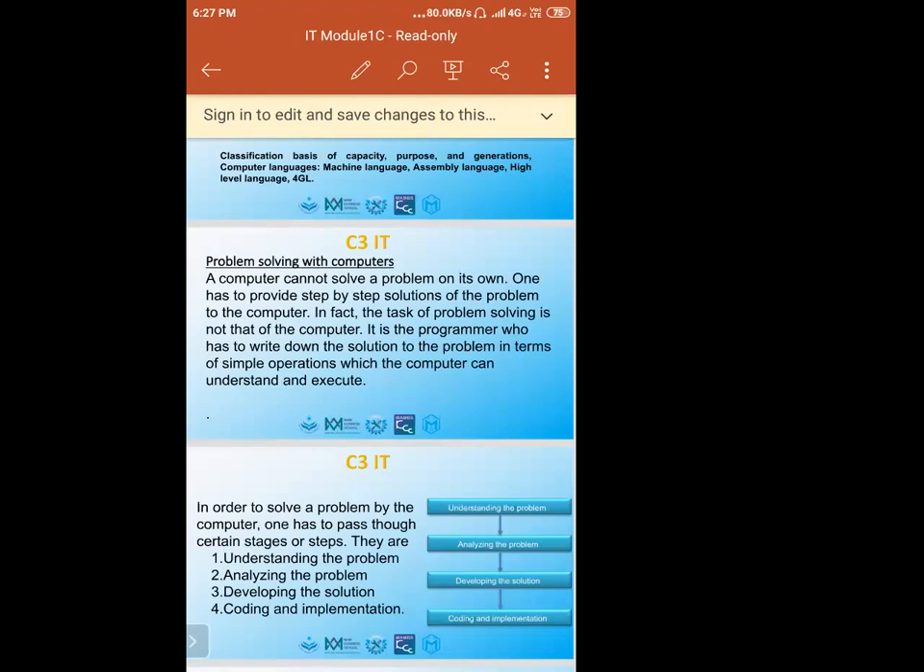This kind of problem the computer doesn't know how to solve by itself. So what we have to do is write the program, buy the program, or call a programmer.